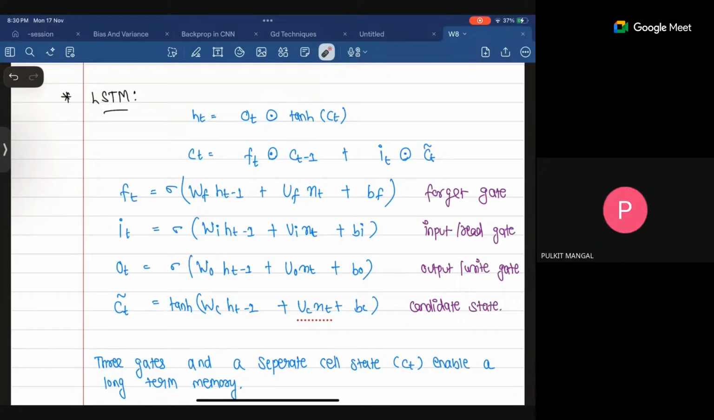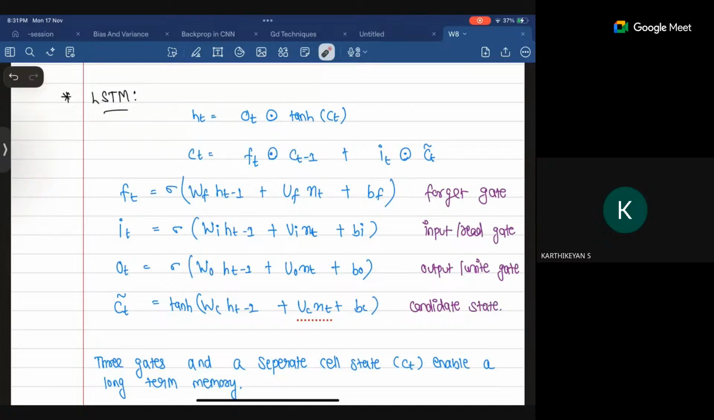Given the same XTs and HT minus ones, how does the model learn different Ws and Us and Bs? See, we are setting different parameters here, right? These gates have different purposes. The forget gate decides how much information it wants to forget from the past state. The read gate decides how much information you want to read from the current state or the current representative state.